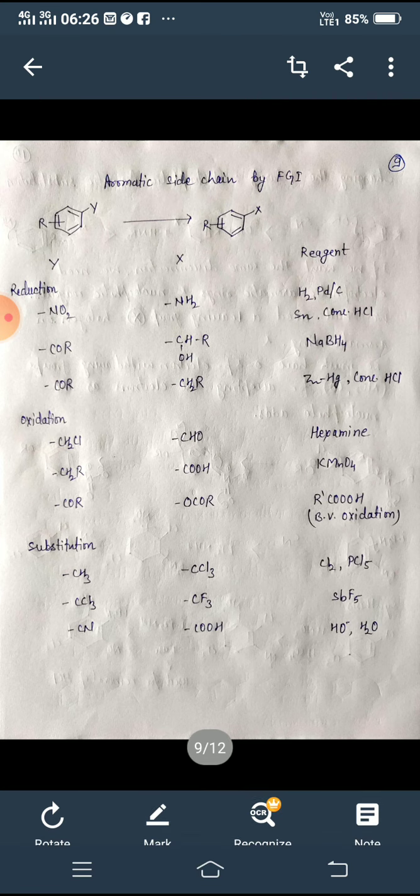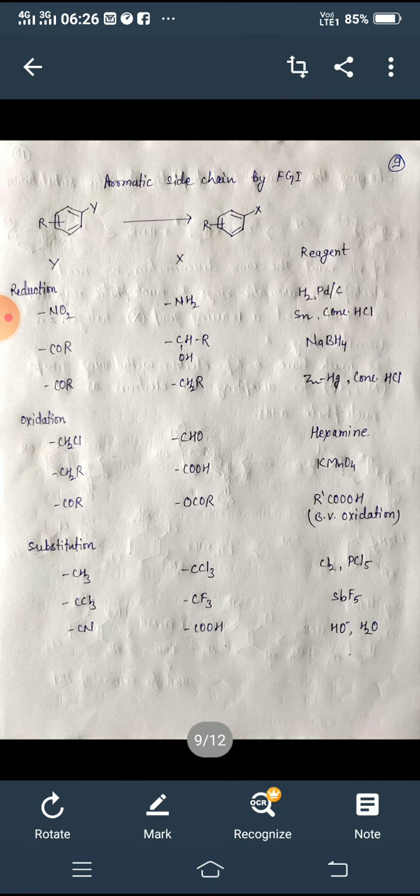CH2R into COOH, then you have to use KMnO4. COR group into OCOR group, then Baeyer-Villiger oxidation; you can use a peracid. And if you want to substitute the CH3 group into the CCl3 group, then Cl2 and PCl5. CCl3 group into CF3 group, antimony pentafluoride. CN group to COOH group, then you can use OH minus and H2O.